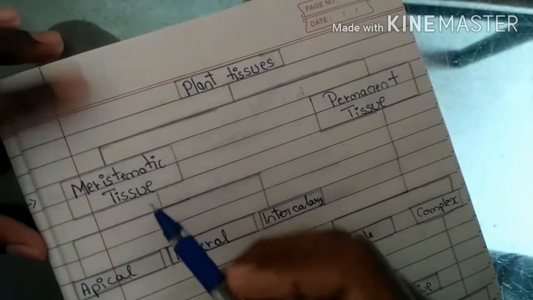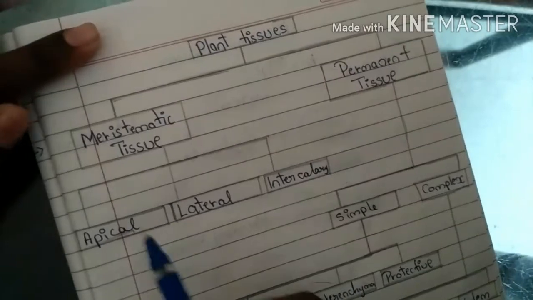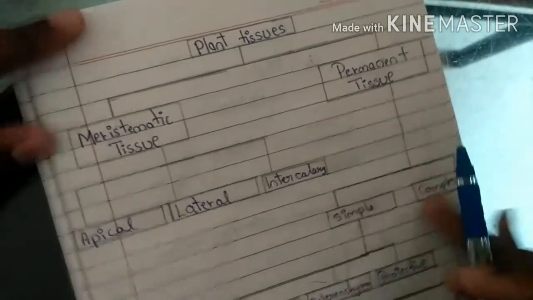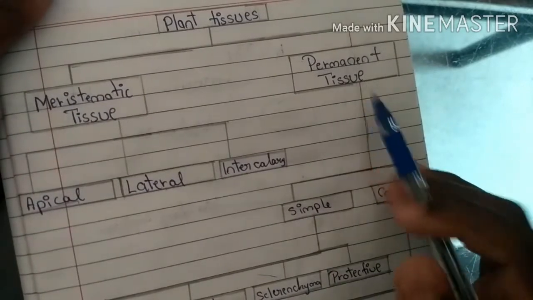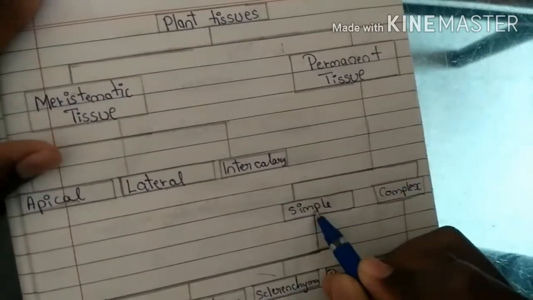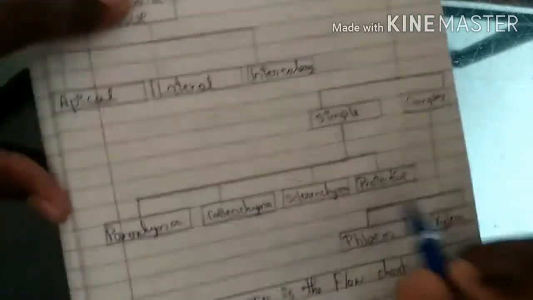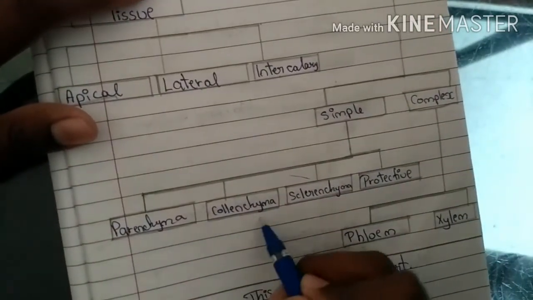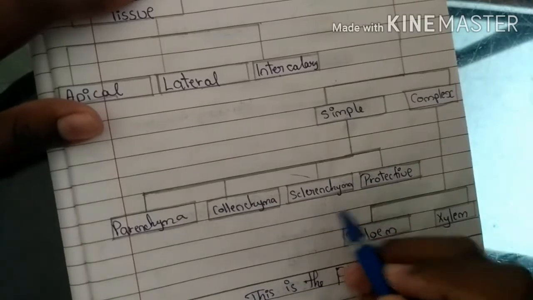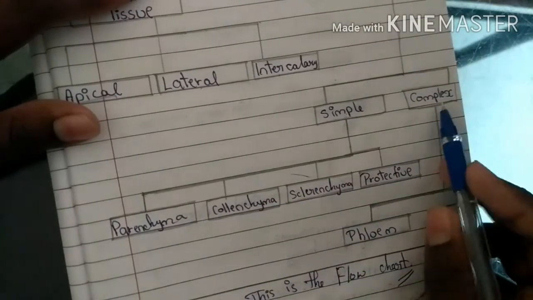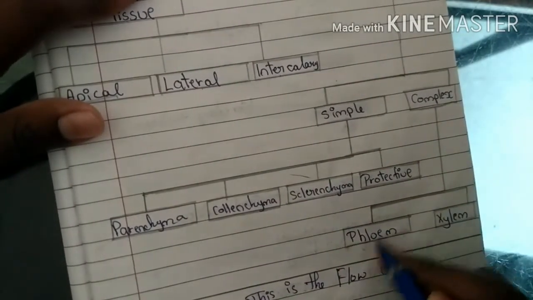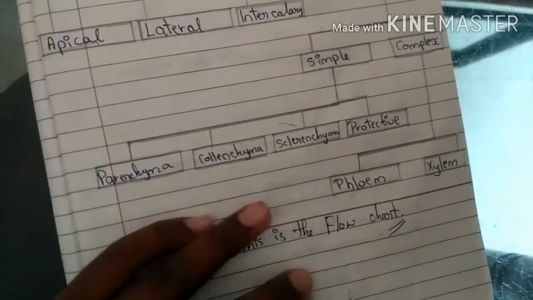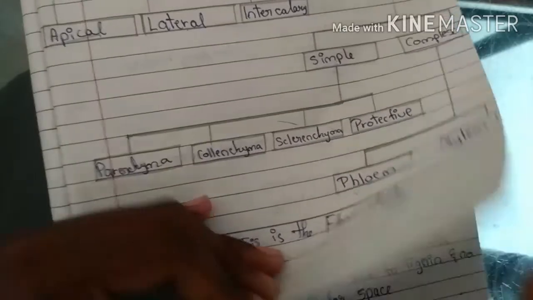Meristematic tissue is divided into three types: apical, lateral and intercalary tissues. Permanent tissue is divided into two parts: simple and complex. Simple is divided into four types: parenchyma, collenchyma, sclerenchyma, and protective. Complex tissue is divided into two parts: phloem and xylem. This is the flowchart of the plant tissue.